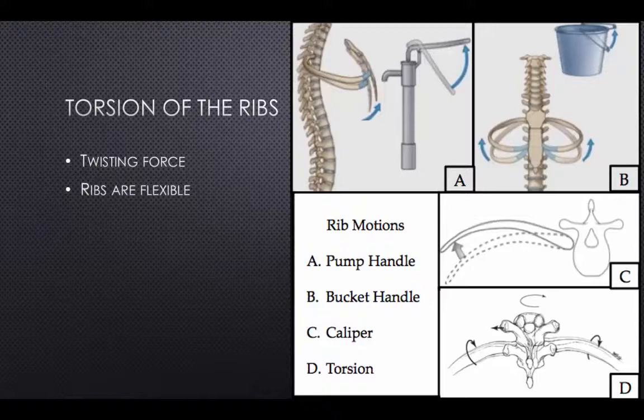But these movements do not occur alone. The ribs move with a combination of each of these movements. Ribs 1 through 10 all have pump and bucket handle motion. Even with caliper motions of ribs 11 and 12, the ribs still elevate with bucket handle motion. These are physiological motions, and if a rib becomes restricted in one direction of motion, it is dysfunctional. Dysfunction at one rib can affect the motions of other ribs in the region.